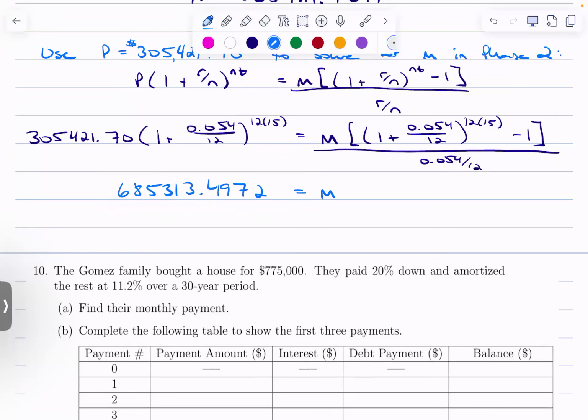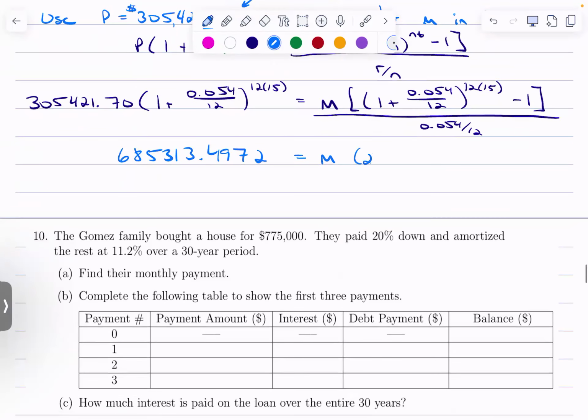Which I'm gonna store in A, I guess. 0.054 divided by 12 plus 1 to the power of 12 times 15 minus 1, divided by 0.054 divided by 12, use brackets. M times 276.4060294. Recall A divided by that guy.